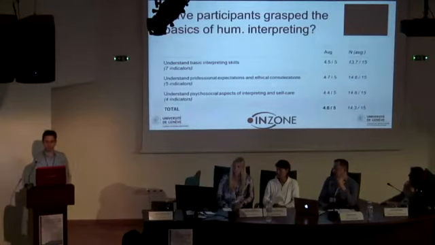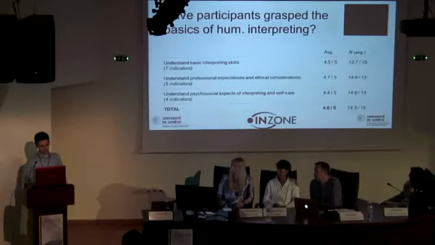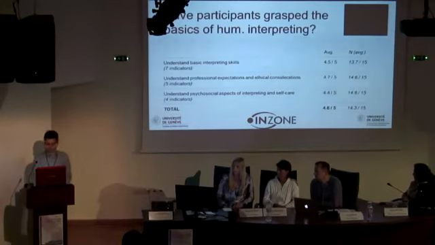So the first research question, have participants grasped the basics of humanitarian interpreting? We had 3 different categories for looking at this based on the 3-fold structure of the module. Have they understood basic interpreting skills? Have they understood professional expectations and ethical considerations? And have they understood the psychosocial aspects of interpreting and self-care? And there were various indicators for each of these. And we found that for all 3 of them, they had very positive responses, an average of 4.6 out of 5 on a 5-point scale in terms of understanding these concepts.